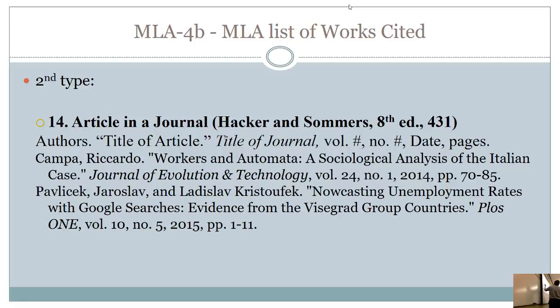So you can see here I've got Ricardo Campo wrote Workers in Automata, a Sociological Analysis of the Italian Case, in the Journal of Evolution and Technology. Probably the 24th year they've been publishing it, the first issue of that year in 2014, pages 70 to 85. And so I can tell all that from just looking at the source based on its academic journal status.